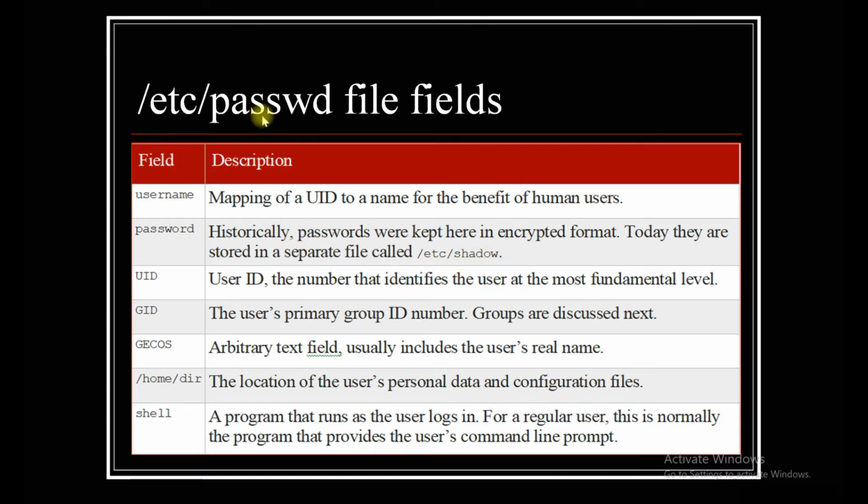The /etc/passwd file will only contain an x, which means you can take the reference from the /etc/shadow file. What is the password, what is the encrypted format, what is the hash algorithm we are using. Next, UID. Each user has its own UID. Okay, GID, primary group ID.